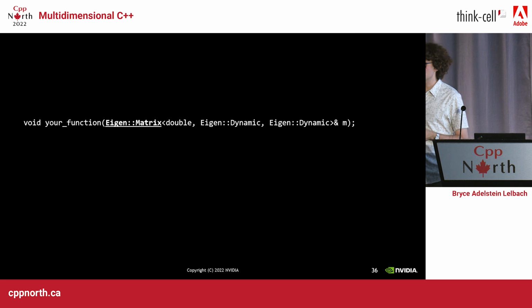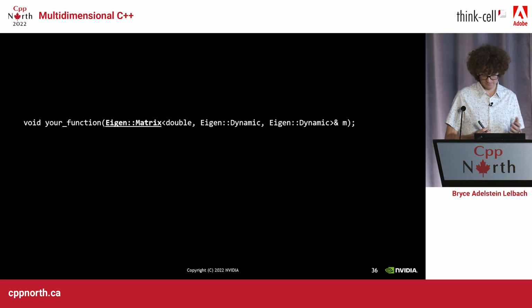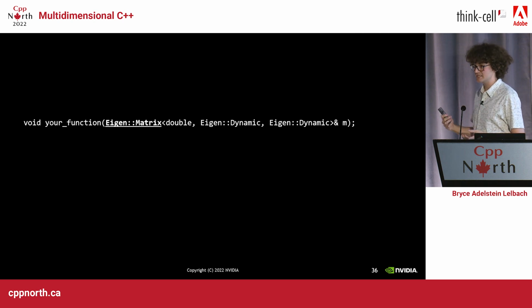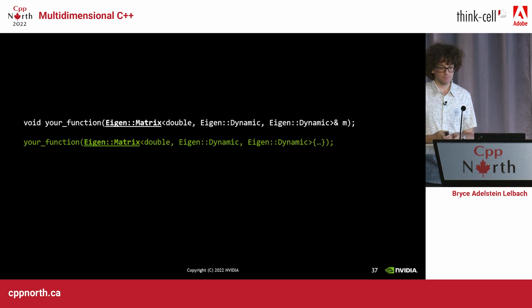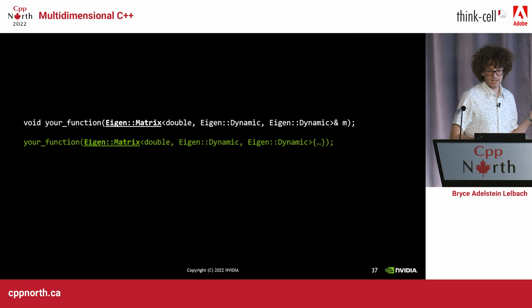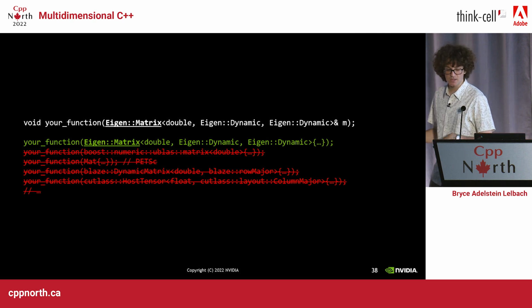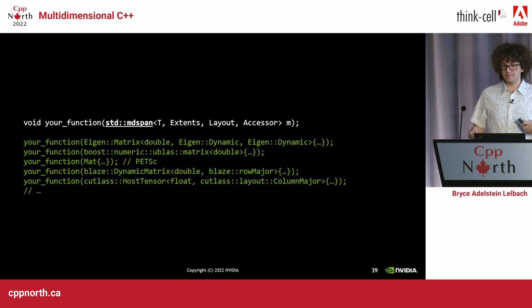So today we have a major vocabulary problem with multidimensional types in the C++ ecosystem. Suppose I write a function that uses some sort of concrete owning multidimensional type like Eigen matrix. My users are going to be able to pass an Eigen matrix to this function, but what if they have some other type of matrix, like a Boost uBLAS matrix, or a PETSc matrix, or a Blaze matrix, or a CUTLASS tensor, or a multidimensional array that's been passed from Fortran? And so that's where mdspan comes in.